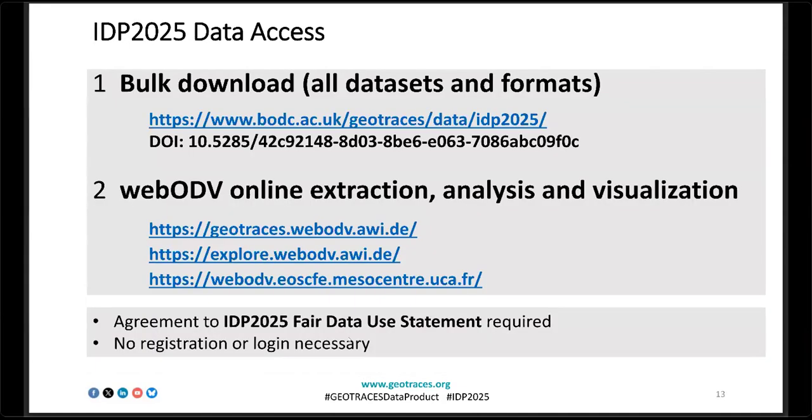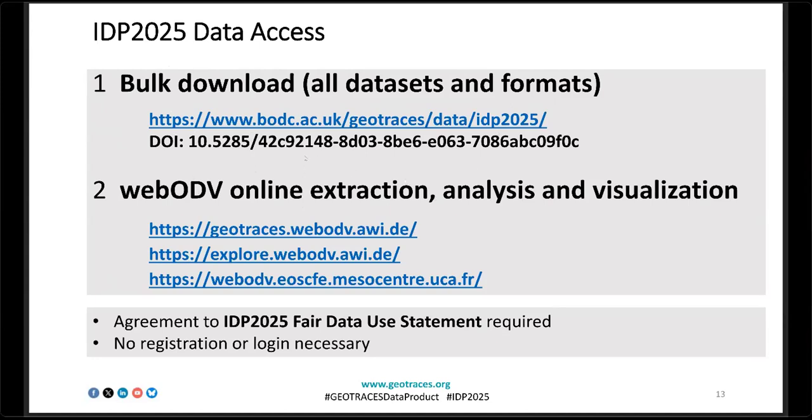Okay, so now that you have a feeling of what is in the IDP, let's quickly look at how you can access the digital data. And there are two main avenues. The first one is the bulk download from the GDAC website, which is listed here. When you do this, you will get all the data sets in all the formats. So you basically have everything. This is also the product that has the official DOI, which is listed here.